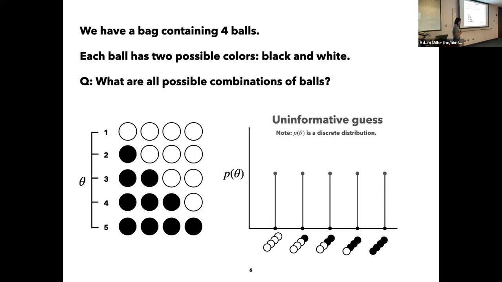And if we have no prior knowledge on how many black balls and white balls are in this bag, then we have an uninformative guess. So for the five possible states of theta, we begin with some prior, the probability of each of the states. An uninformative prior is just that each state has a similar probability. If the total sum is one, then for each state, p(theta) is 0.2. Does that all make sense?